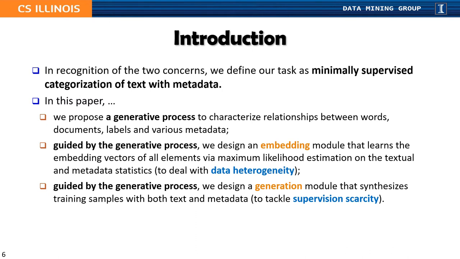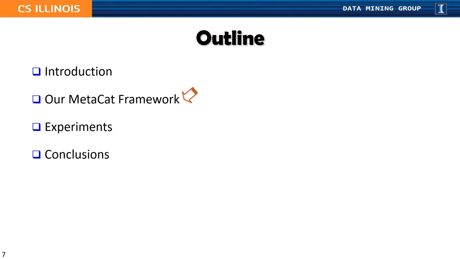Then, guided by the generative process, we design an embedding module that learns the embedding vectors of all elements via maximum likelihood estimation on the textual and metadata statistics. And this embedding module is designed to deal with data heterogeneity. Still guided by the generative process, we design a generation module that synthesizes training samples with both text and metadata. And this module is designed to tackle supervision scarcity. Now I would like to introduce our proposed MetaCat framework.